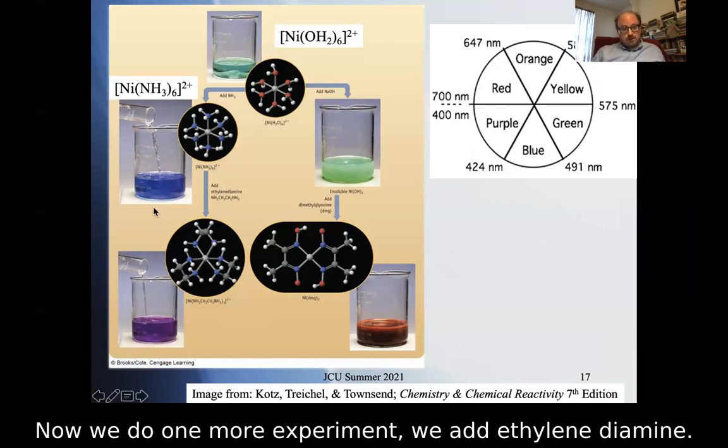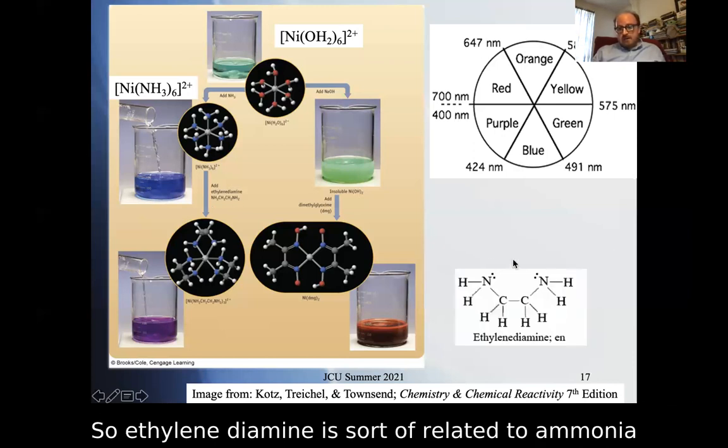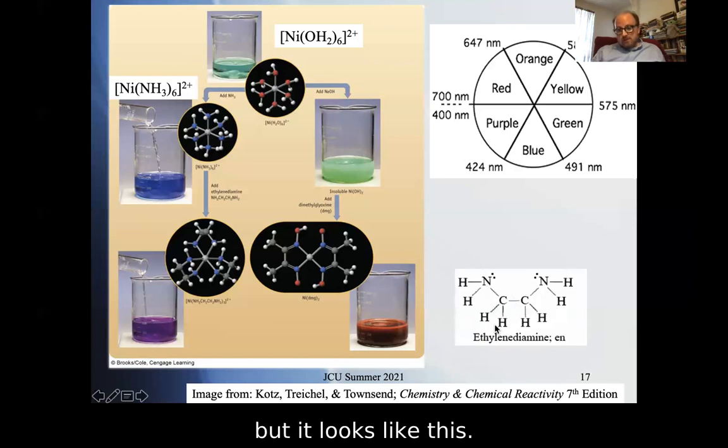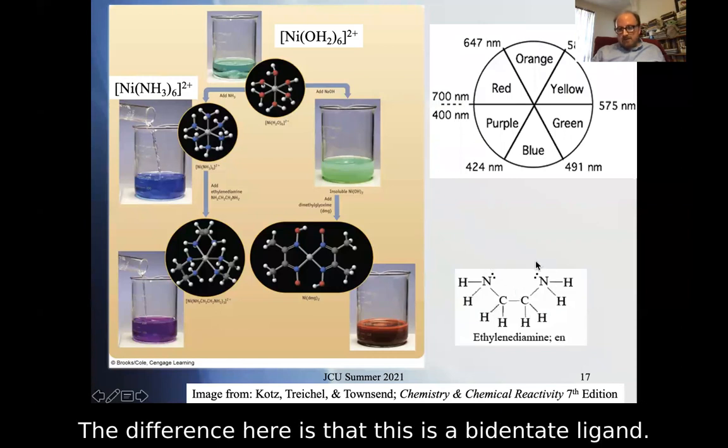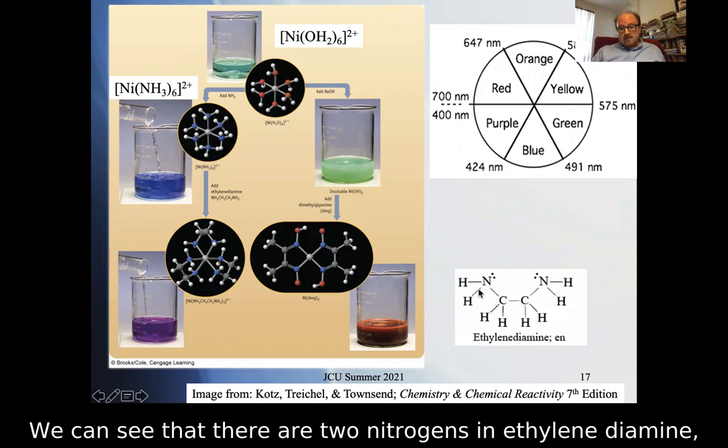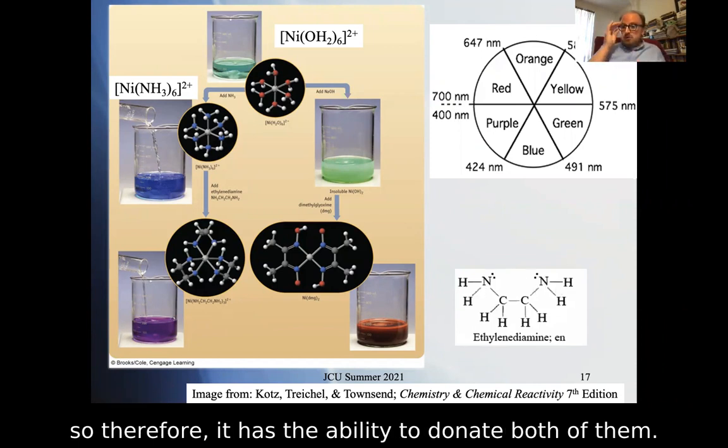Now we do one more experiment. We add ethylene diamine. So ethylene diamine is sort of related to ammonia, but it looks like this. And again, the shorthand for it is EN. And the difference here is that this is a bidentate ligand, right? We can see that there are 2 nitrogens in ethylene diamine. So therefore, it has the ability to donate both of them.